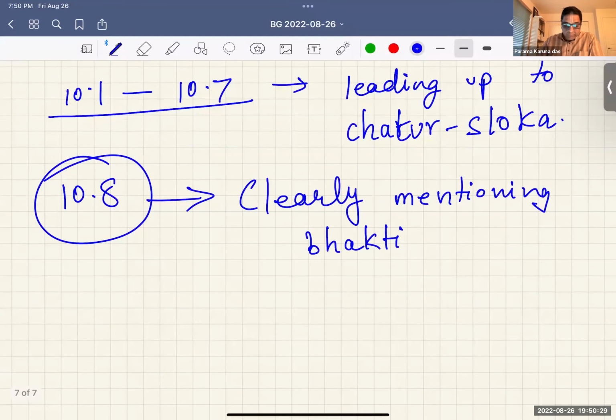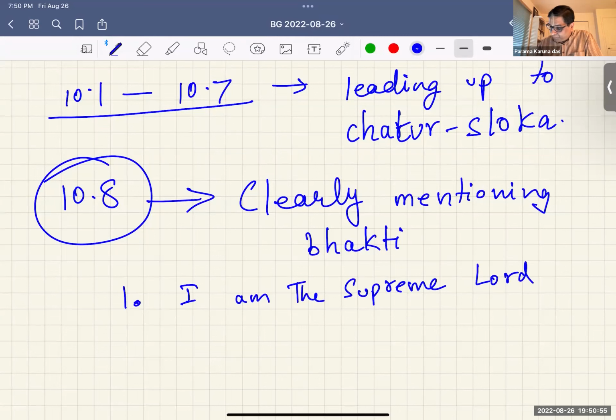So we will go through word by word. So first point, Lord Krishna is saying, I am the Supreme Lord. Like I said earlier about 10.3, it is one of the very important verses where Lord Krishna from his own mouth is saying, I am the Supreme Lord. 10.8, same. So I am the Supreme Lord.